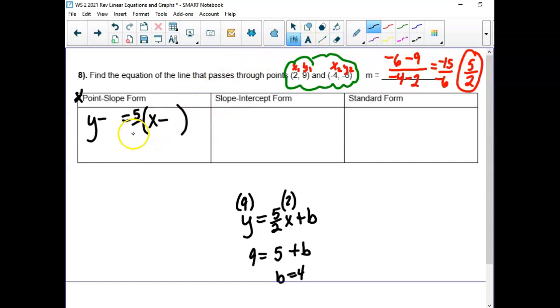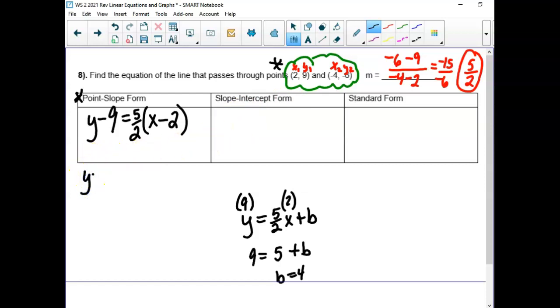We got to put a point in. Guess what? You can put either one in. Which one? I'm going to use 2, 9, I think, because I don't like those negatives. Is that okay with everybody? Where does the 2 go, though? Yeah, it's the x, and the 9 is the y. So I chose this point out of the 2. You can use either one, and once you simplify, it would become the same equation no matter which point you used.